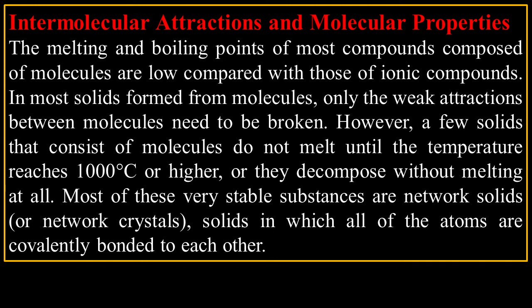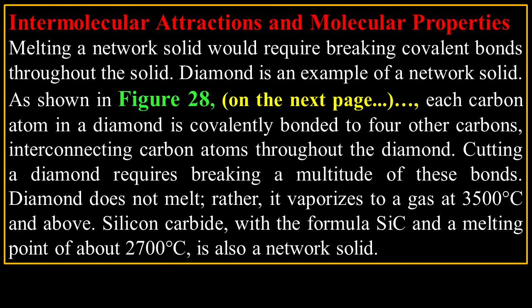Most of these very stable substances are network solids or network crystals, solids in which all of the atoms are covalently bonded to each other. Melting a network solid would require breaking covalent bonds throughout the solid. Diamond is an example of a network solid.